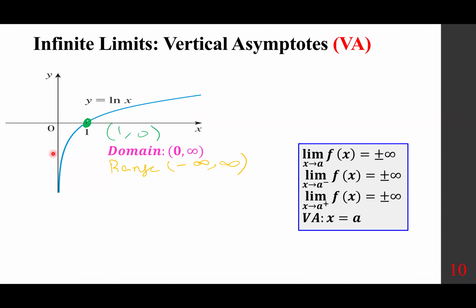And so as you can see from here, you have a vertical asymptote, which is the y-axis, or x equals 0. And you write the limit of ln x as x approaches 0 from the right is negative infinity. And the vertical asymptote has the equation x equals 0, which is the y-axis.